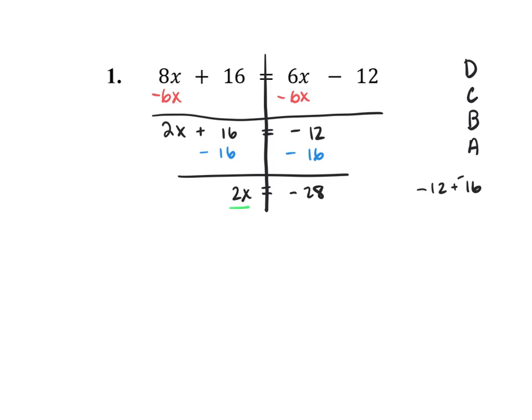I've got one more step to get x by itself, which is to divide both sides by 2. x equals negative 14. And so that means that the number that x could be back at the beginning that would balance my equation is negative 14.